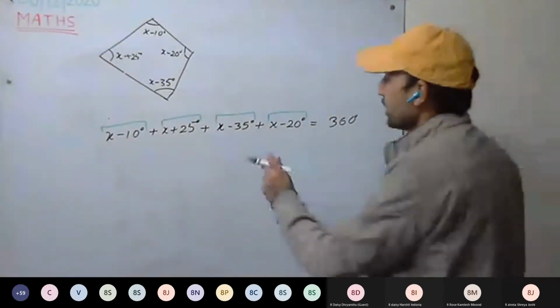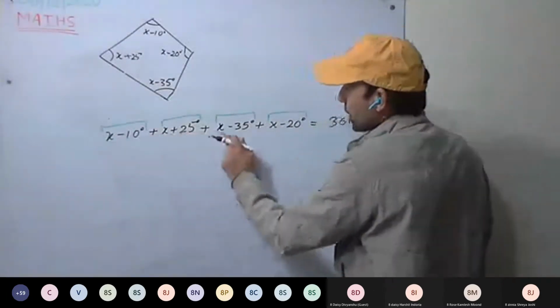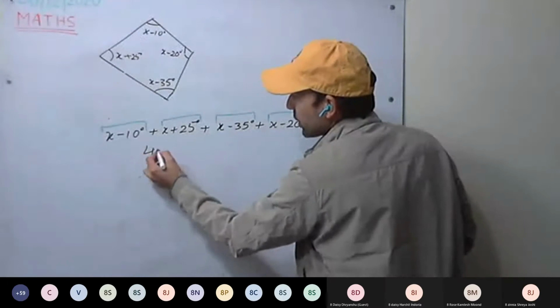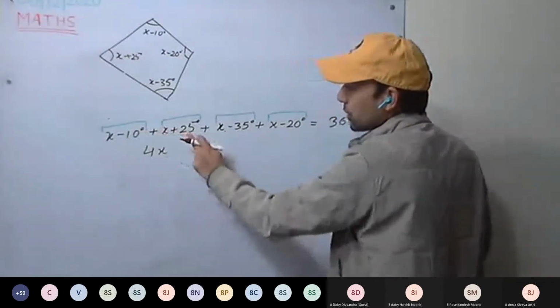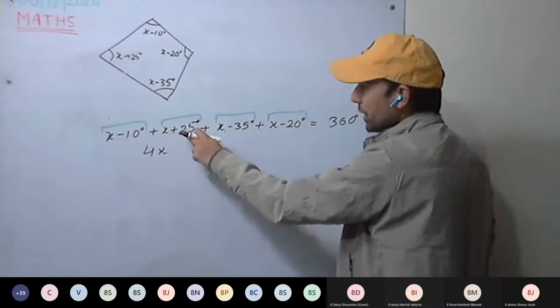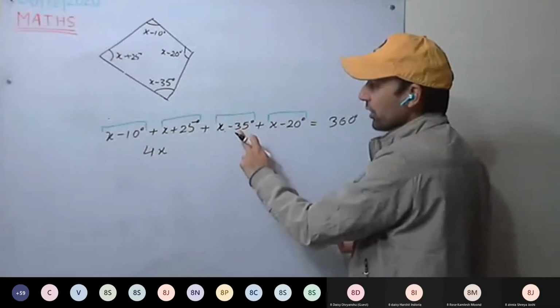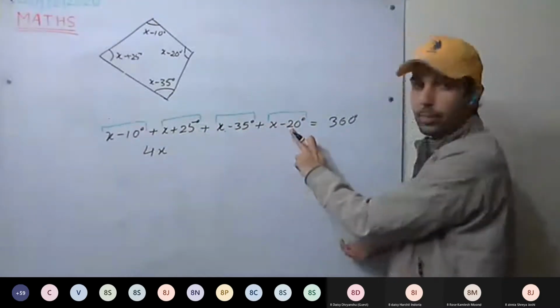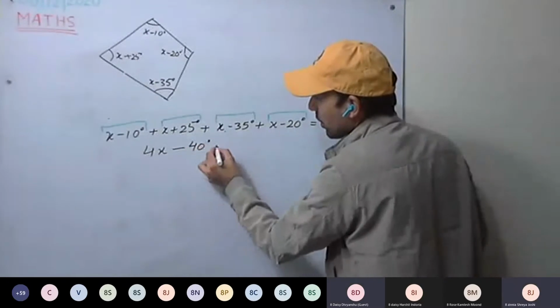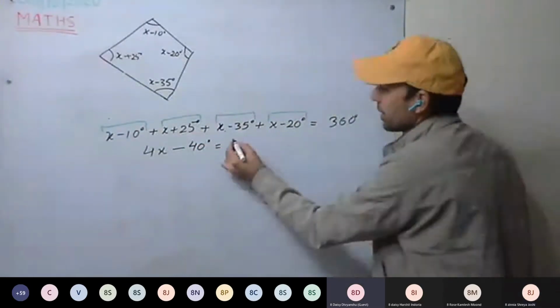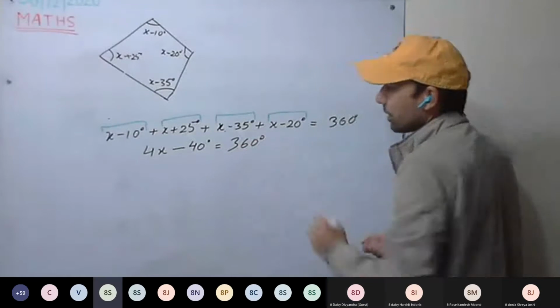So how much is it coming? x plus x plus x plus x is 4x, minus 10 plus 25 plus 15 degrees, minus 35, minus 20, minus 20, how much? Minus 40 degrees. So 4x minus 40 degrees is equal to 360 degrees.